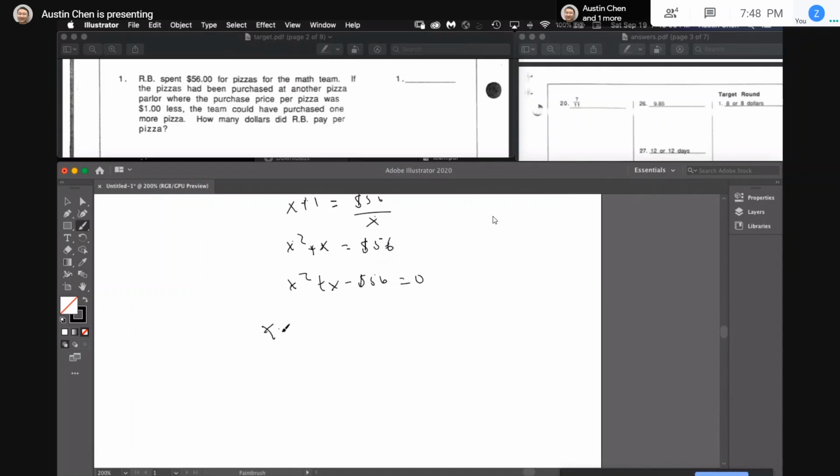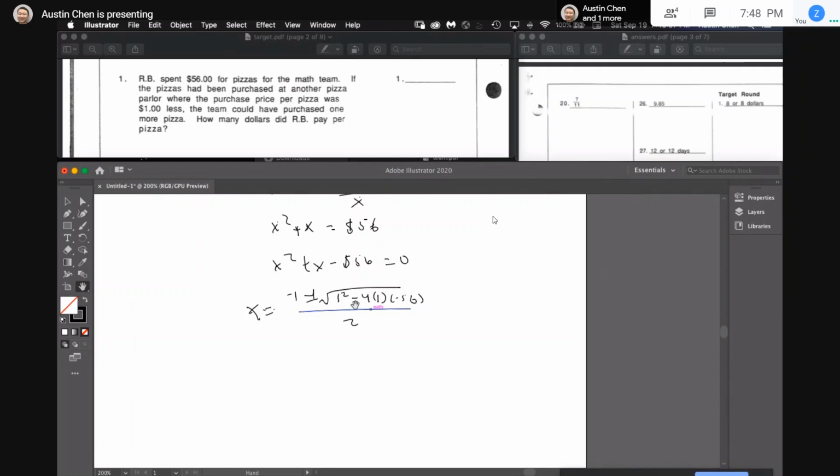So x is going to equal, just use the quadratic formula. So negative b, so -1, plus or minus the square root of b squared, so 1 squared. And then you subtract 4 times a times c, so a is 1, c is negative 56. I'm not going to put dollars anymore. And it's going to be over 2a, a is 1, so 2.